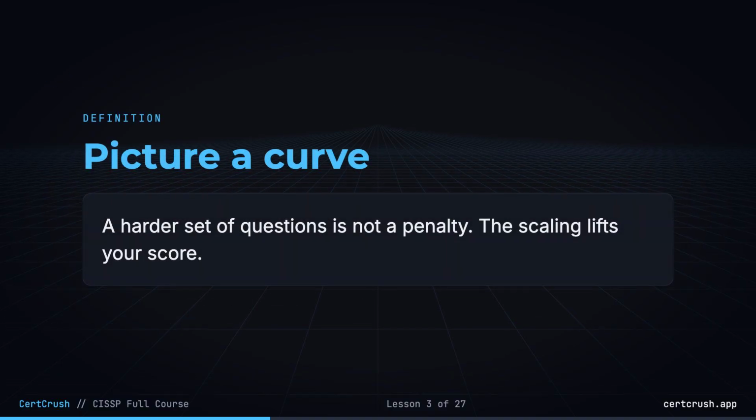The fairest way to picture it is a curve. Imagine an exam graded so that being handed a harder set of questions isn't a penalty. The scaling lifts your score to reflect the tougher mountain you climbed. So you're never punished for the engine deciding to throw difficult items at you. Those hard items usually mean you're doing well.